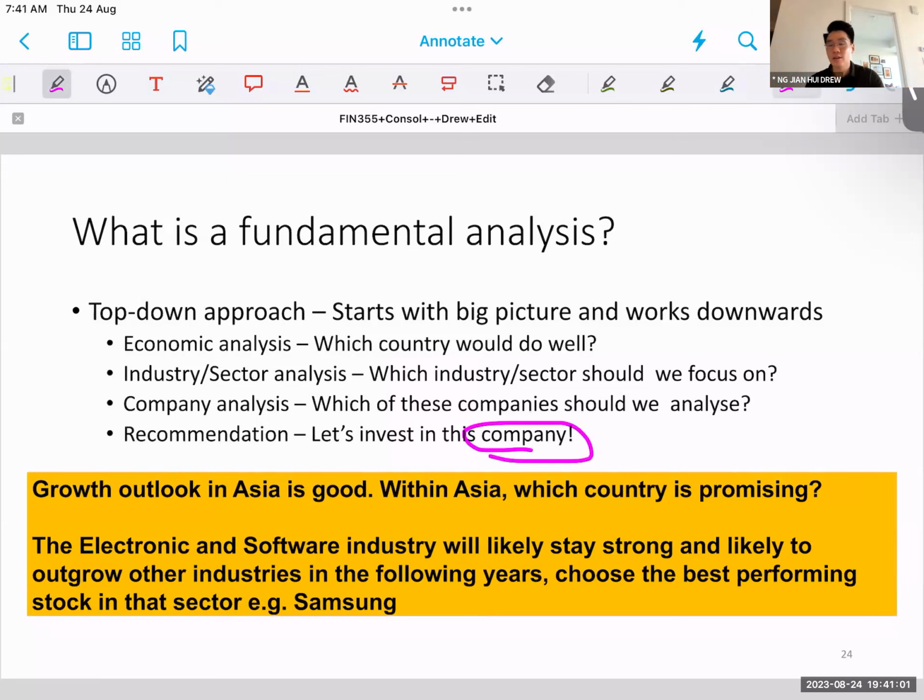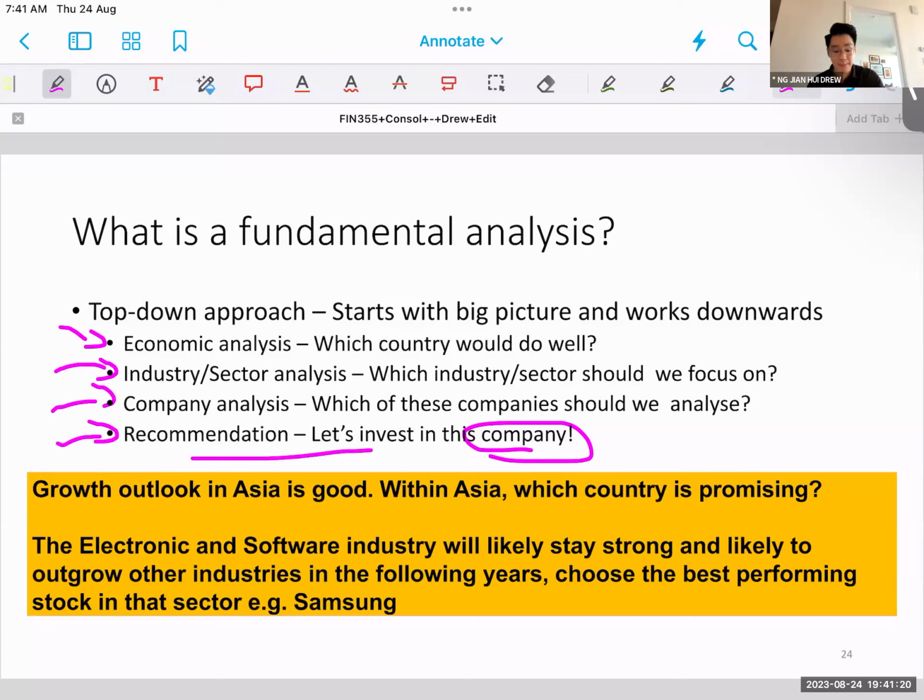So in the end, you go back to the company, and that is the one that you want to invest in. So that's a top-down approach, right? You start with, let's say, the country, and then you go down to the industry, and then you do the company, and let's say, okay, let's invest in this company. So you go from top down.